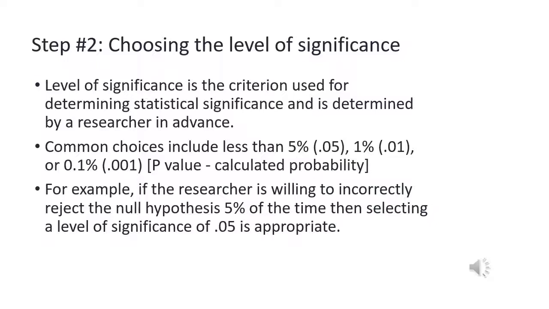So the next thing you're doing is choosing your level of significance. And this is what we discussed in class on the p-values. And there is a document that I put on Canvas that has some resources to help understand p-values. But basically, the level of significance is the criterion used for determining statistical significance. And it's determined by the researcher in advance. This has to do with the researcher's comfort level, and it's going to be driven by the type of research that is being completed. For instance, in social science research, quite often it's 0.05 because the researcher is comfortable that they will reject the null hypothesis 5% of the time incorrectly. In other words, they're comfortable with a 95% chance that their hypothesis is correct.